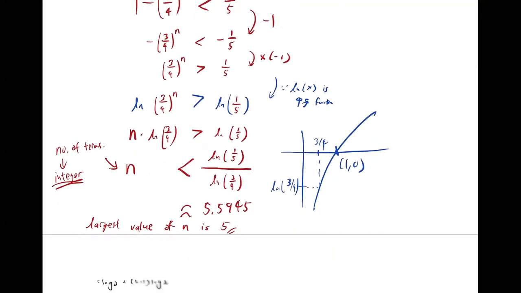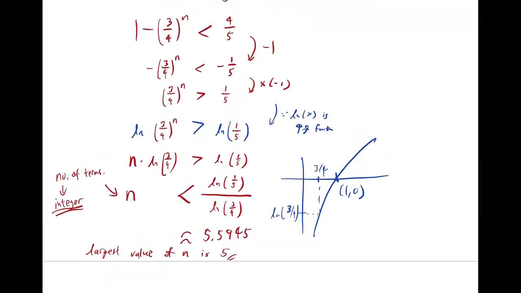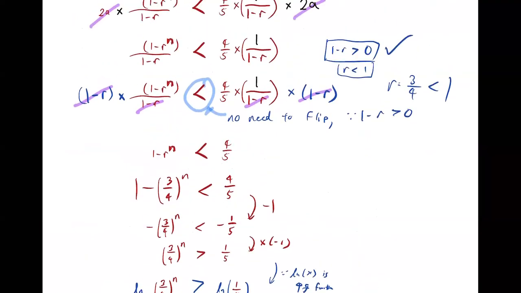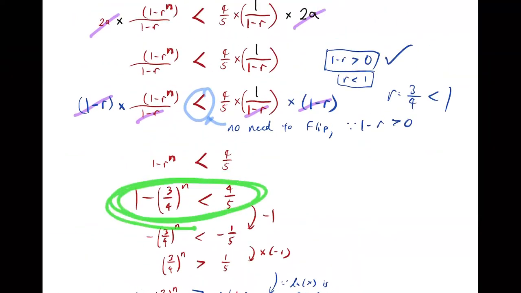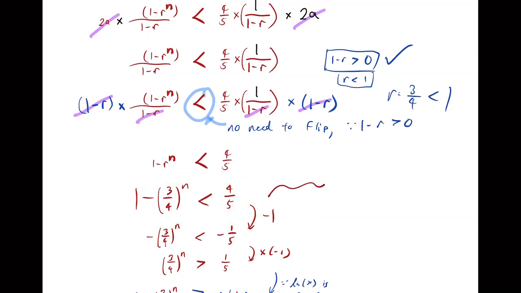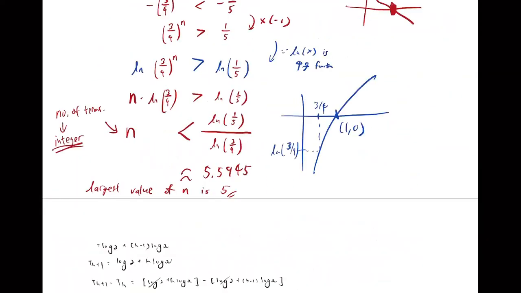Like getting an inequality. Actually, up to this very first step, you can just use a GC already. Draw these two graphs. Or you could also rewrite it as 1 minus (3/4)^n minus 4/5 less than 0. So just key this inside your GC, and check the point of intersection with the axis. I think it's a decreasing function. It will eventually intersect at 5.54. What was the answer? 5.5945.